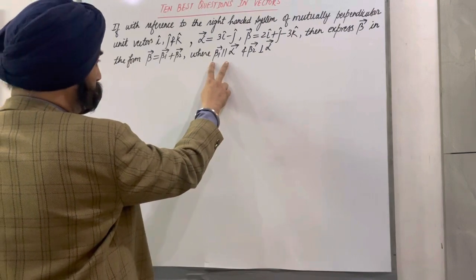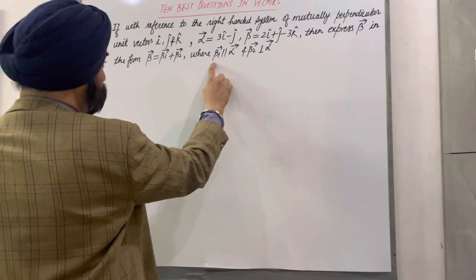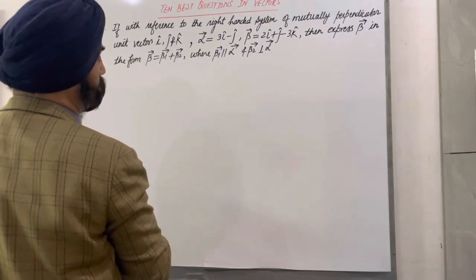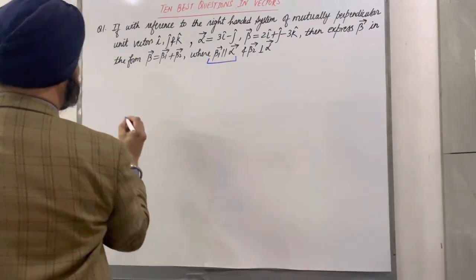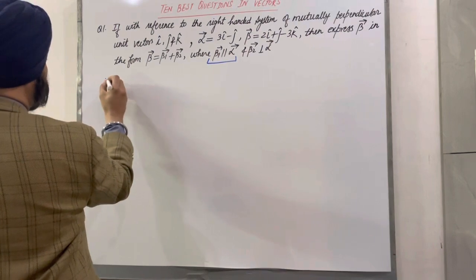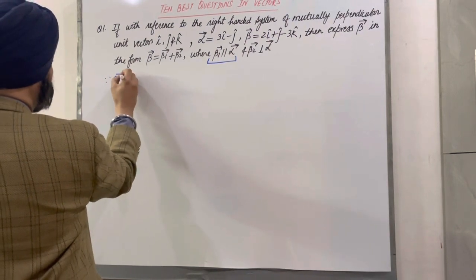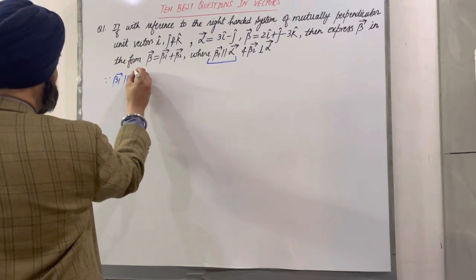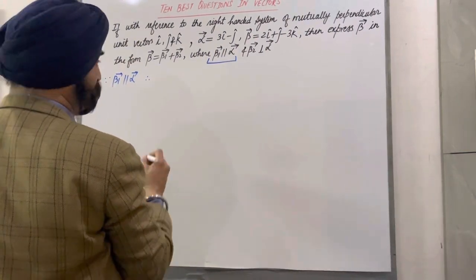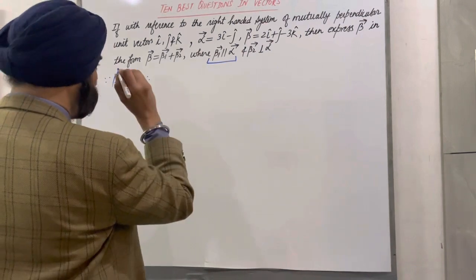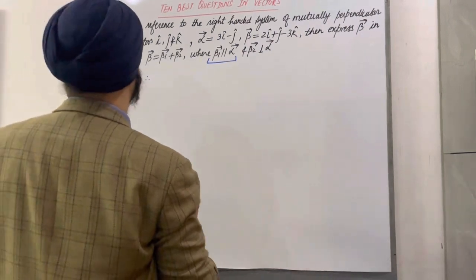Let us talk about beta 1. What is given about beta 1? What is specific about beta 1? Beta 1 here is given parallel to alpha. We utilize this information: since beta 1 is parallel to vector alpha, when we have two vectors which are parallel, one of them can be written as some scalar or a constant times the other one.